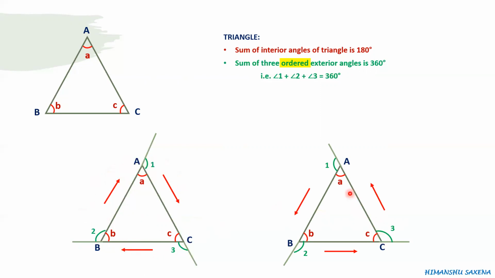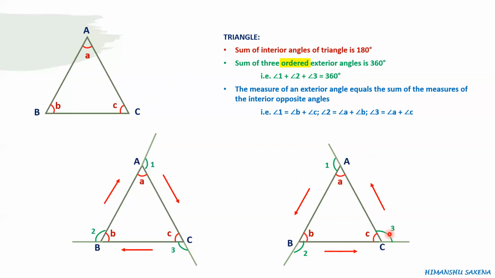So here CA is extended in this direction, so represented by this arrow. AB is extended in this direction and BC is extended in this direction. So they are extended in anti-clockwise direction. So again, the sum would be 360 degrees, right? So if one line is extended in clockwise direction while another is anti-clockwise, then the sum won't be 360 degrees. So for the sum to be 360 degrees, these have to be ordered exterior angles.